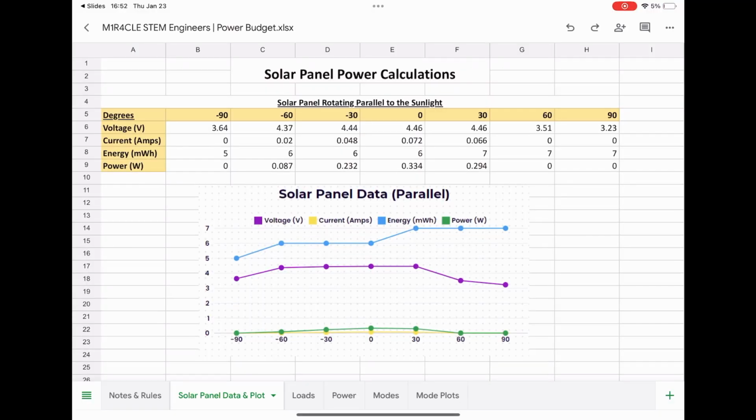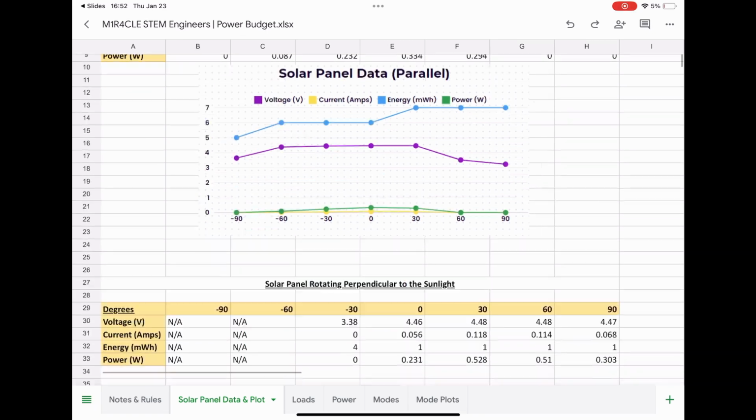Here's our power budget. Firstly, what we have on top is the table of values for when the solar panel was rotating parallel to the sun, along with its graph. What we did was that we stopped at every 30 degrees we rotated parallel to the sun and recorded what data we had on the adapter, which is why we have from -90 to +90 degrees in the first row and the voltage, current, energy, and power beneath it.